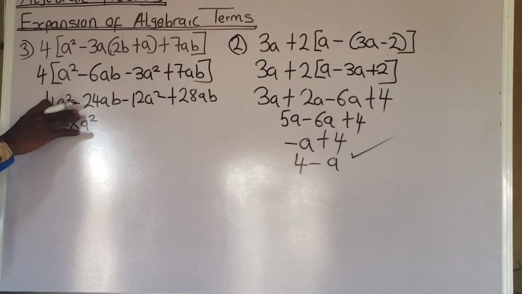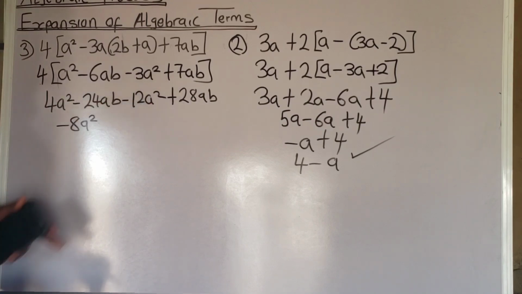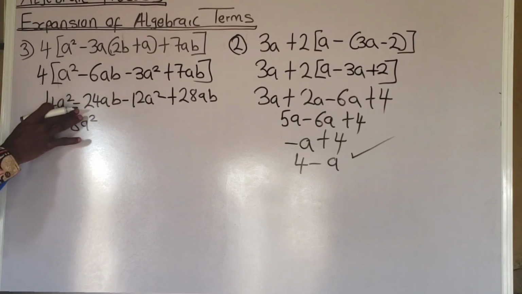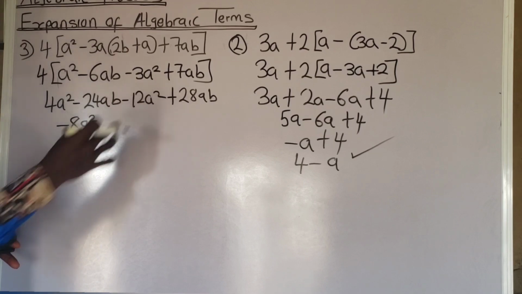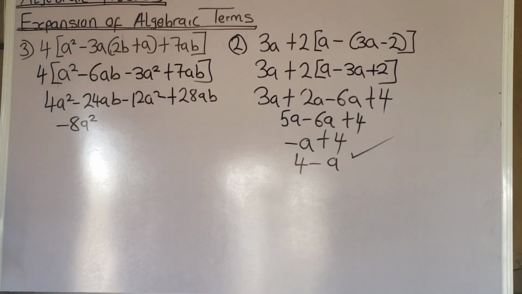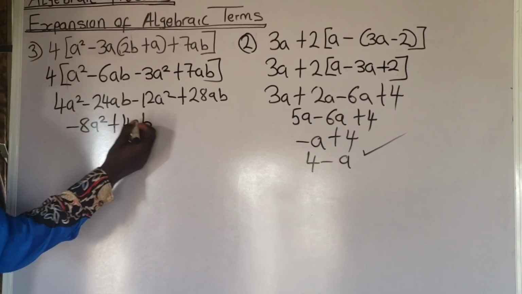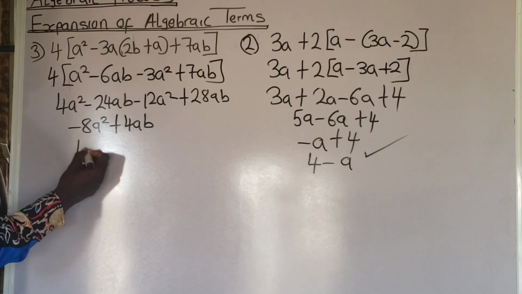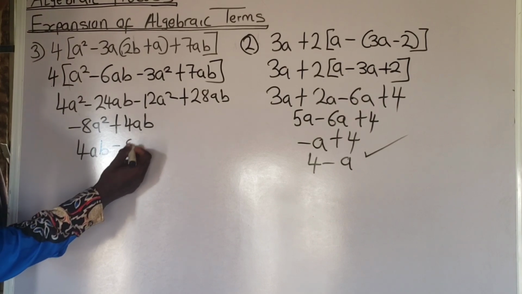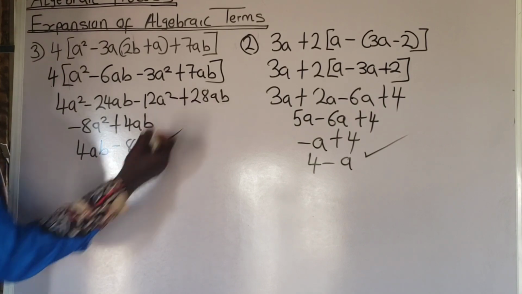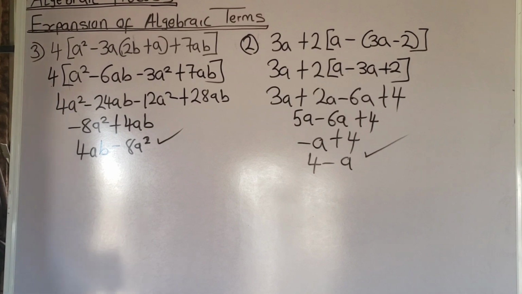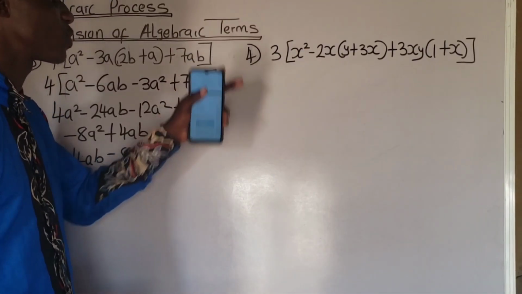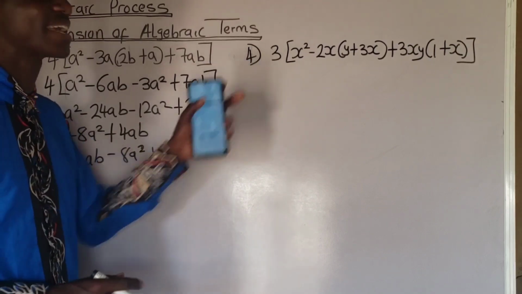Okay? I have negative 24ab here and positive 28ab here. Negative 24ab, positive 28ab. That will give us what? Plus 4ab. You understand? So I can write this as 4ab minus 8a squared. Okay? That is the correct answer. Now let's proceed to the fourth question. We are asked to remove the brackets.